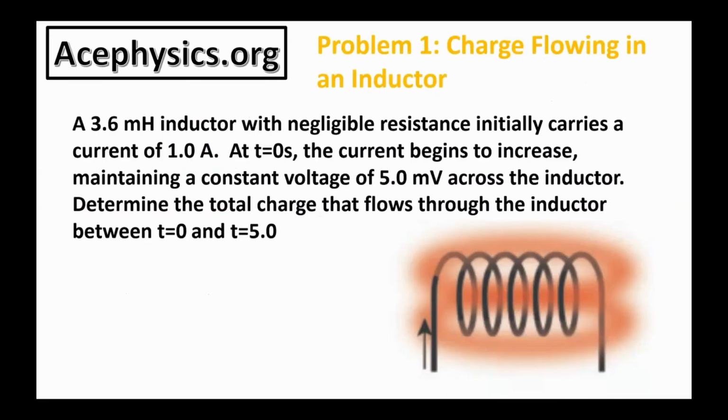Problem 1. Charge flowing in an inductor. A 3.6 millihenry inductor with negligible resistance initially carries a current of 1 amp. At t equals 0 seconds, the current begins to increase, maintaining a constant voltage of 5 millivolts across the inductor. Determine the total charge that flows through the inductor between 0 and 5 seconds.